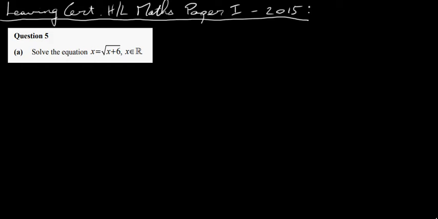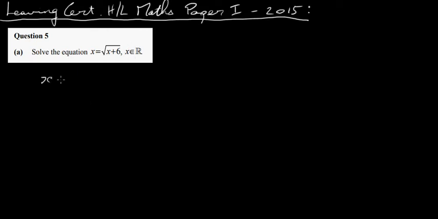Okay, so here I'm going to have a look at the Leaving Certificate Higher Level Maths Paper 1 for 2015, and I'm going to have a look at question 5. So the first part here, part A, we have to solve this equation x is equal to the square root of x plus 6, where x is an element of R.